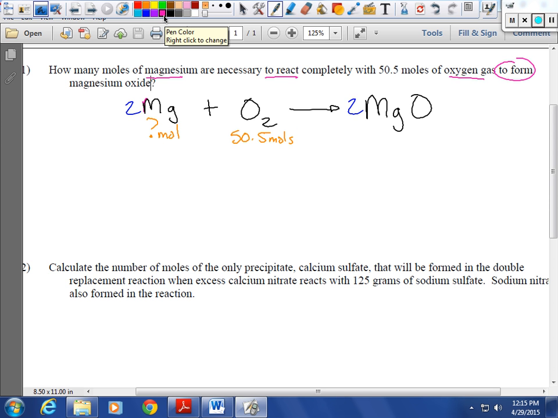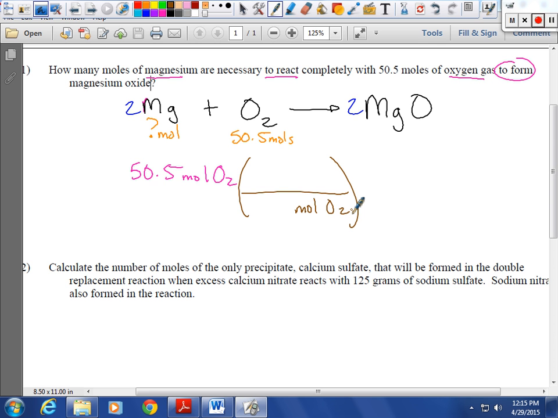Y'all like multiple problems? They're very easy. Okay, so I've got 50 and a half moles of O2, and I know that moles of O2 has to go on bottom so I can algebraically cancel it off. But how do I get from O2 to Mg? At what stage do I convert? Am I already there? Yep, I'm already there. So I can go from moles of O2 to moles of Mg. Now, where does the mole-to-mole ratio come from? Very good, the coefficient. So what's my top to bottom ratio? Very good, 2 over 1.